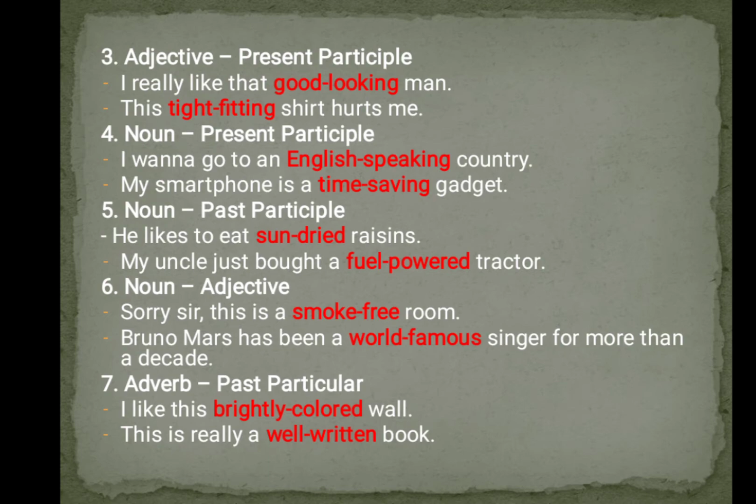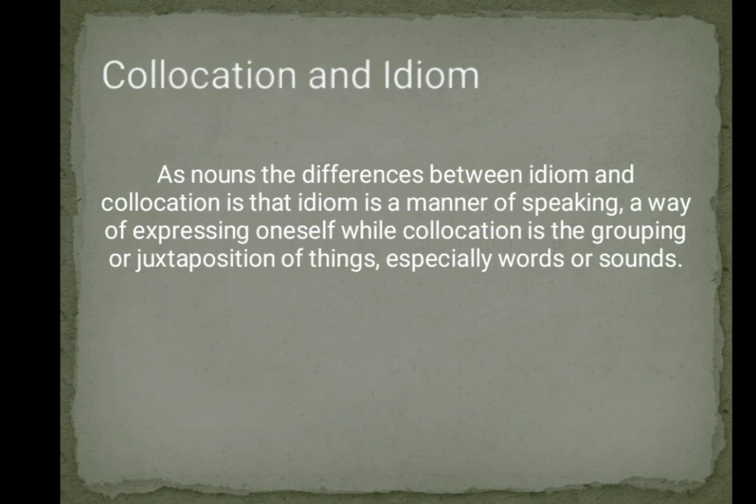Number 6 is noun plus adjective. For example, sorry sir, this is a smoke-free room. Bruno Mars has been a world-famous singer for more than a decade. Number 7 is adverb plus past participle. For example, I like this brightly colored wall. This is really a well-written book.